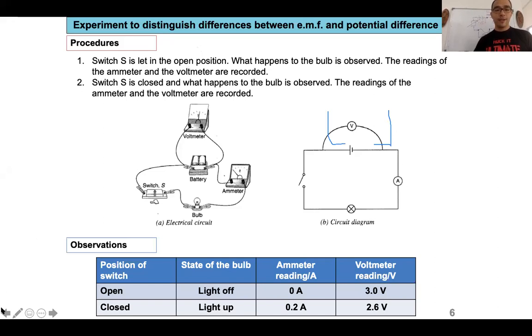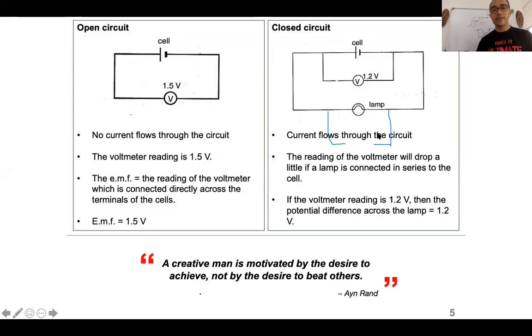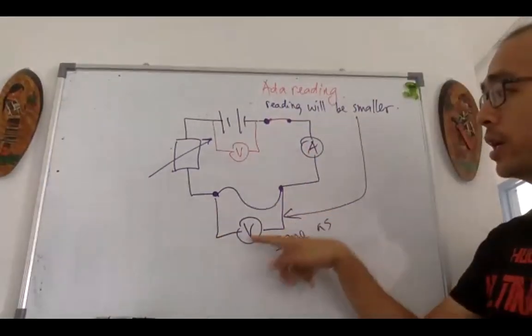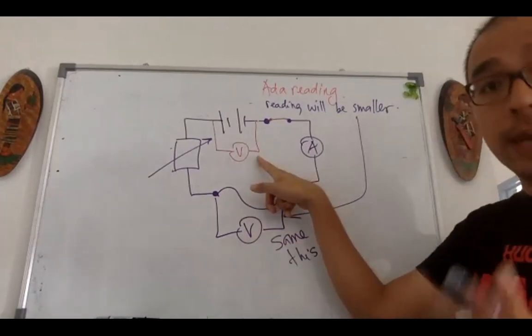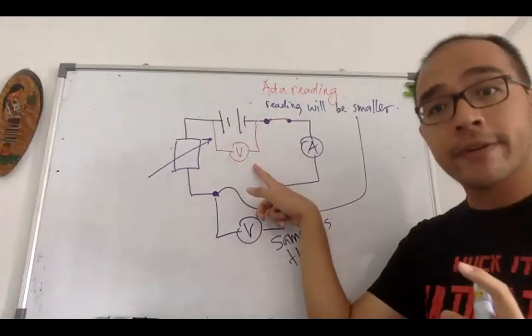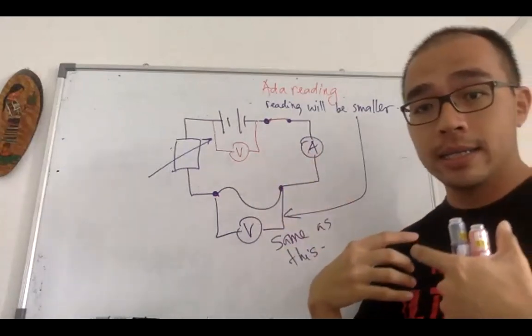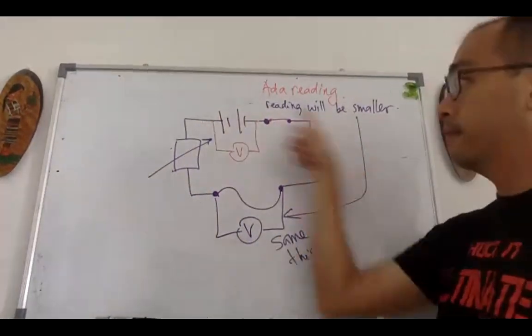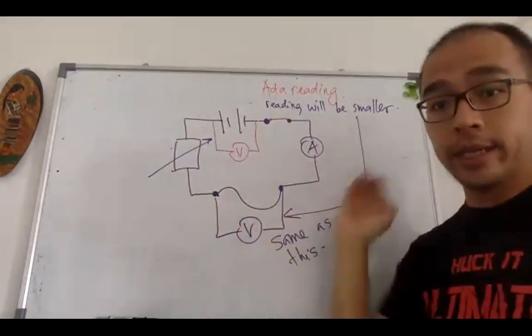Okay, anyway, if I put another voltmeter over here, I'm going to get the same reading, pretty much as I was showing you here. If I put this voltmeter here, I'm going to get the same reading, which is 1.2 volts. It must be less than the EMF, because the current is already flowing in the circuit.